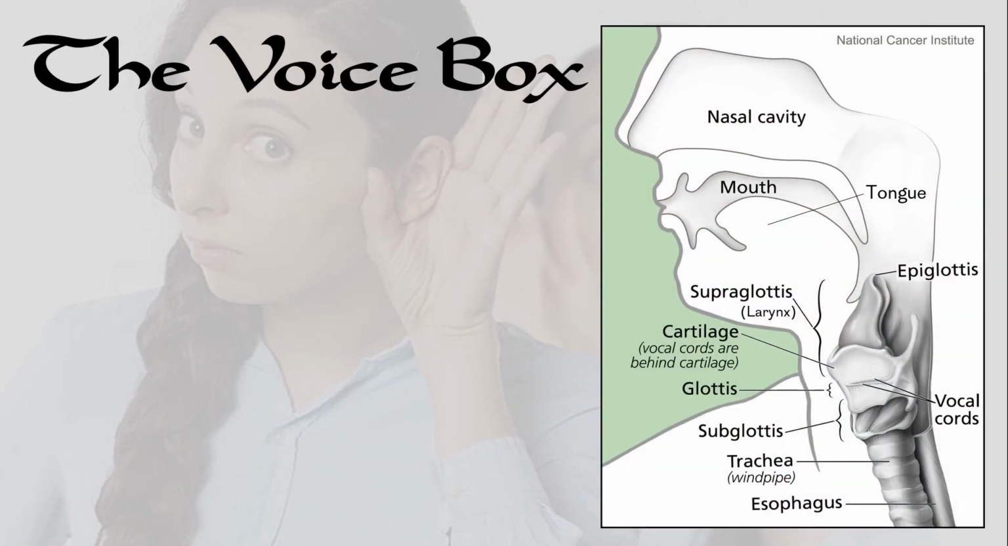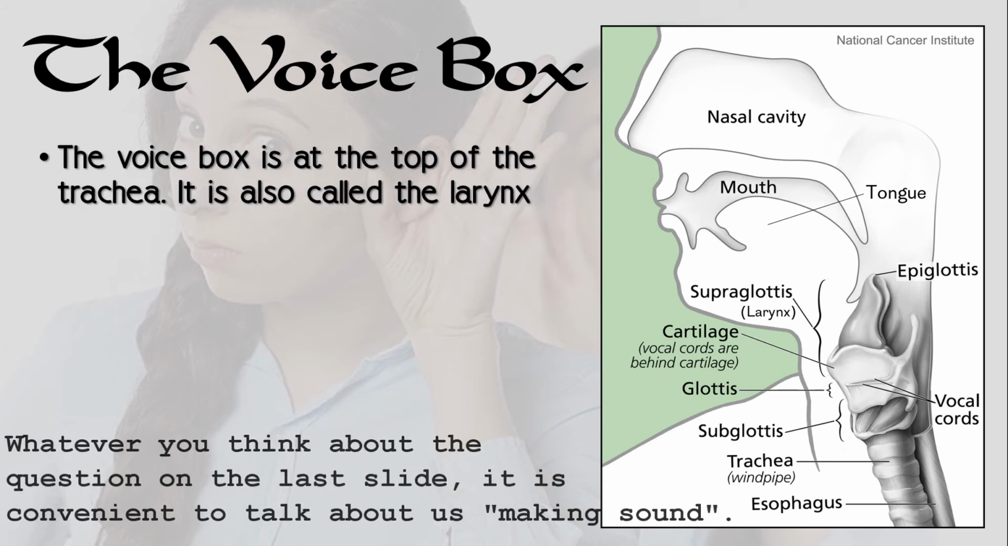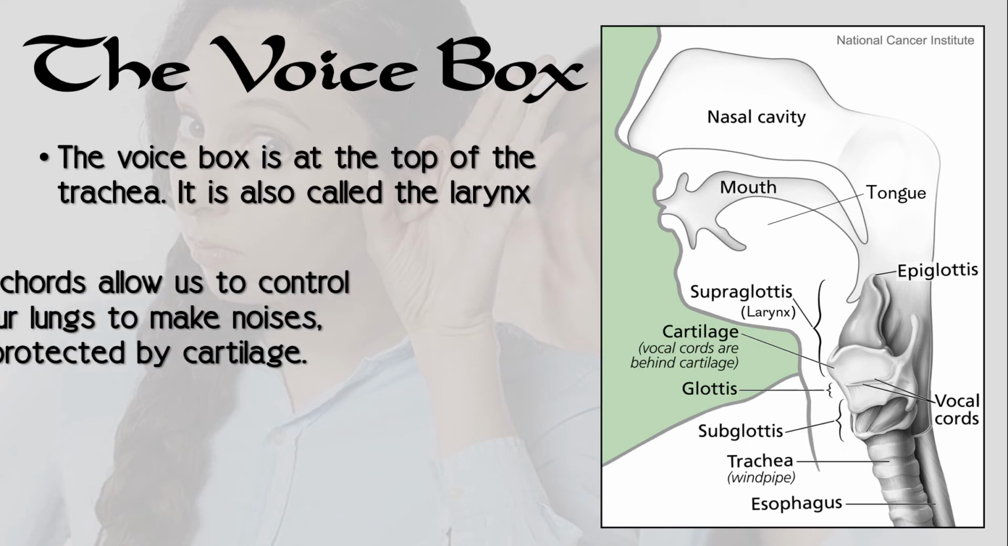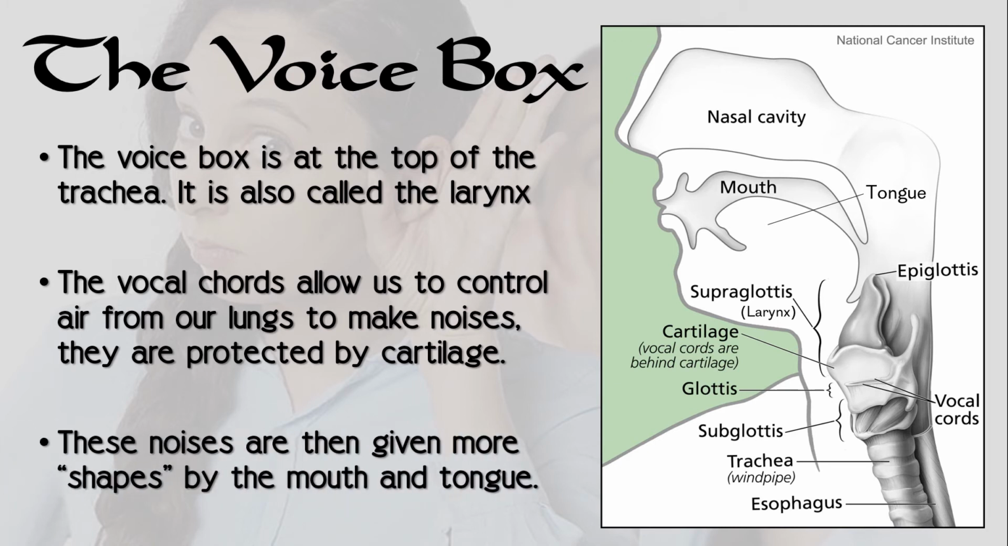Now let's move on to how we make sound. And sound is made by humans, at least in the voice box. Here is a diagram. It is at the top of the trachea, and the voice box is also called the larynx. The vocal cords are the main part of the larynx that allows us to control air from our lungs to make noises of different frequencies. They are protected by cartilage. These noises are then given more shapes by the mouth and tongue, and this is how we make all the sounds that we use to create speech.